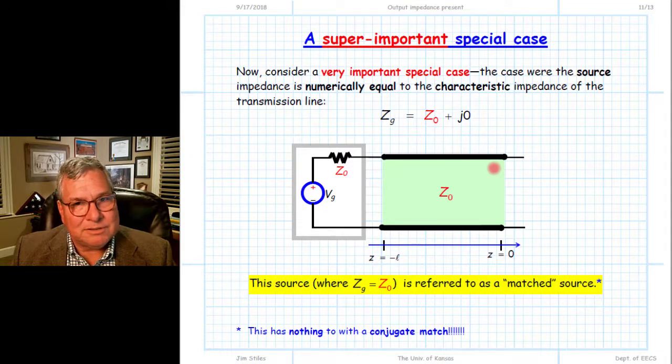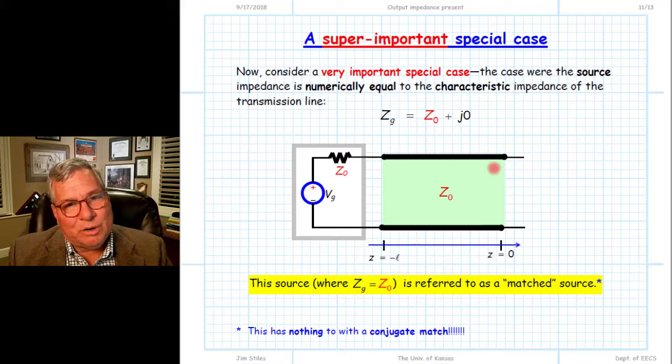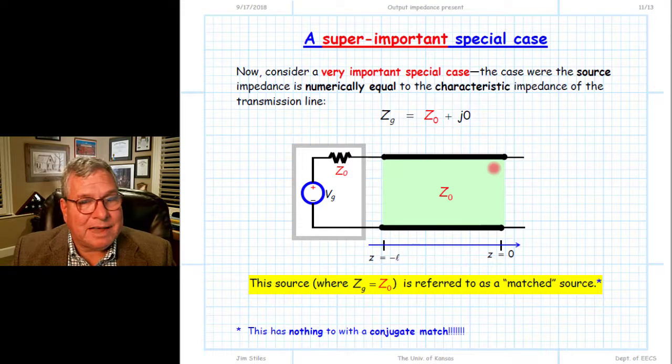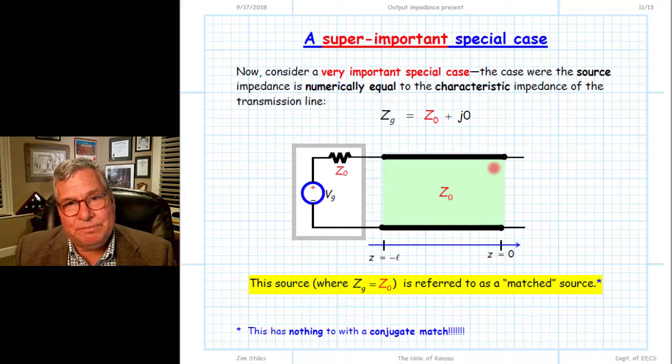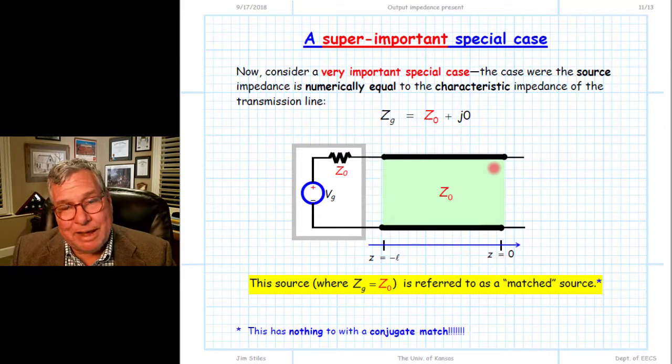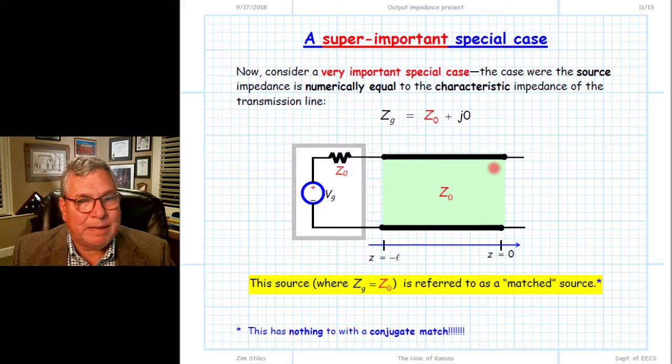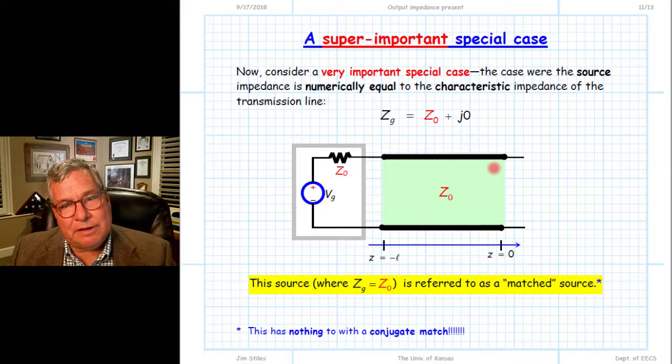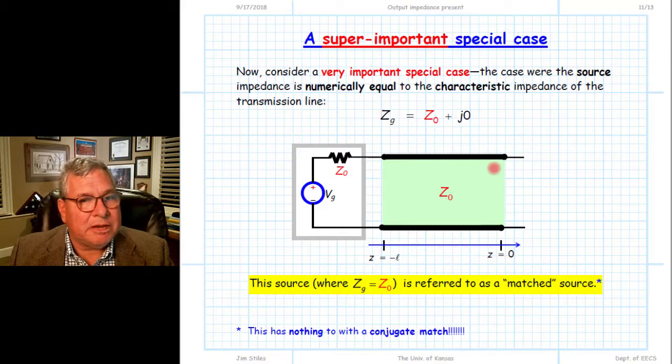I always tell students this is like in English we use the words there, and their. They sound the same, but of course they mean different things. Or two, and too. Same sounds, but very much different words and different meanings. And that's what we have here. I use matched for conjugate matched, or matched for matched source, or matched for matched load. All three have different physical ramifications, different physical meanings. Make sure you don't confuse those.